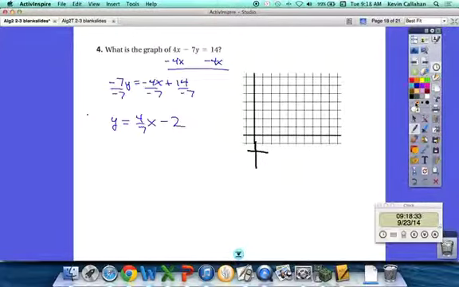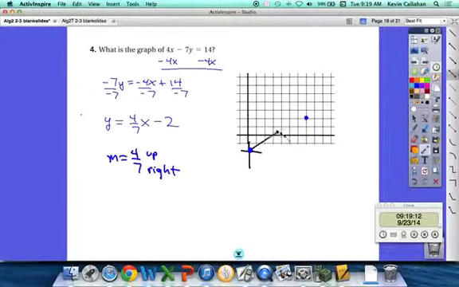All right, so what's the first step? According to what they had on the last slide, the y-intercept is -2, okay? Plot the y-intercept. Next step. m equals 4/7, right? So we're going to go up 4, right 7. 1, 2, 3, 4, up 4, then 1, 2, 3, 4, 5, 6, 7. And there's the line.